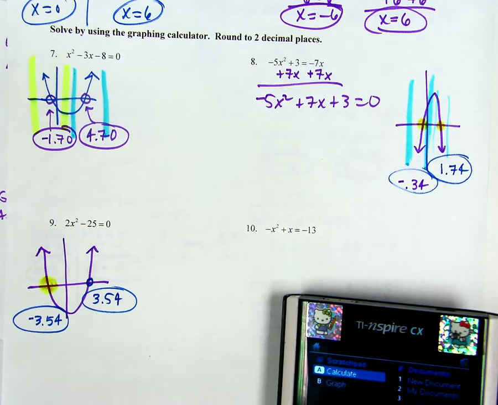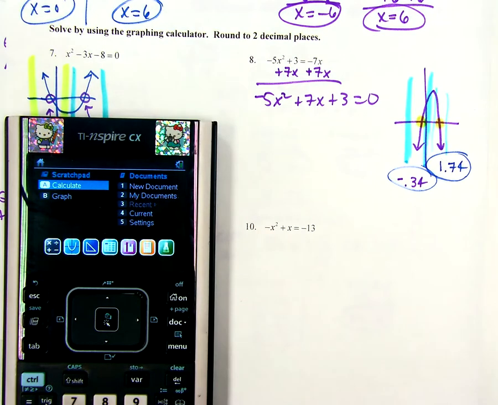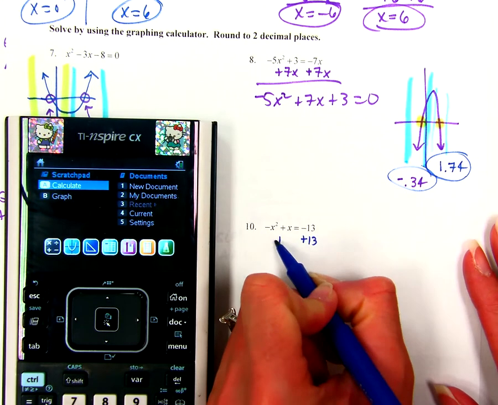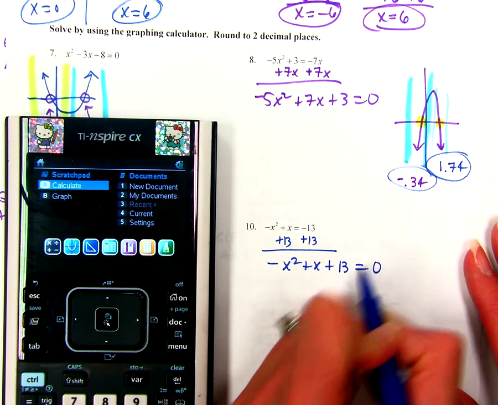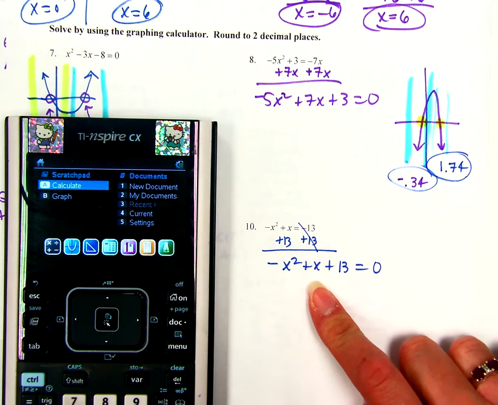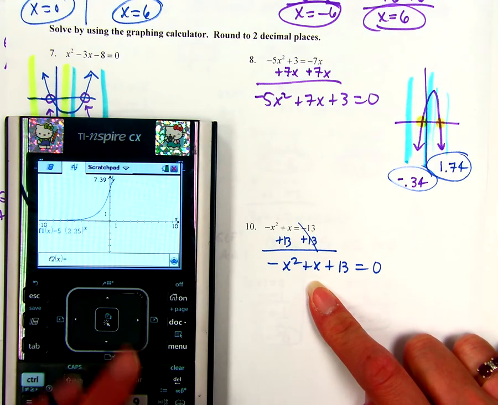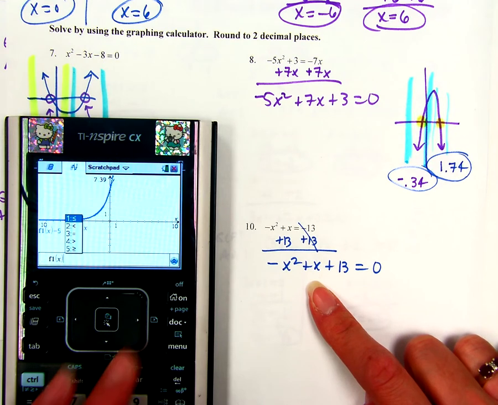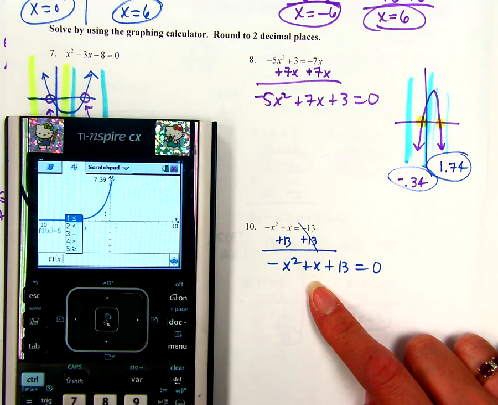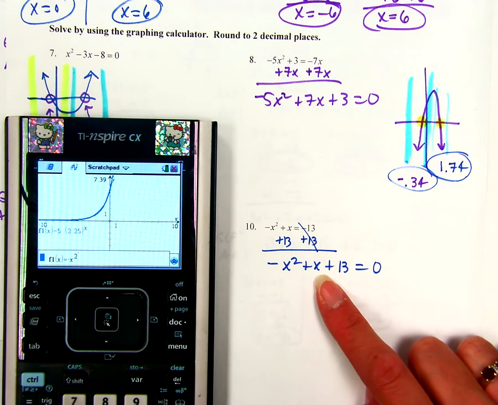Alright, we're going to do the last one using the Inspire in case any of you guys have that. So first we need to have everything on one side. Add 13. So we get negative x squared plus x plus 13 equals 0. Alright, so this is the graph you're going to type in. Negative x squared plus x plus 13.